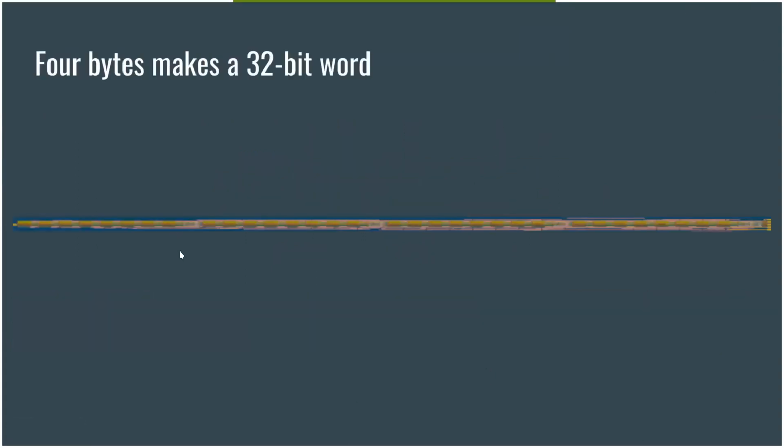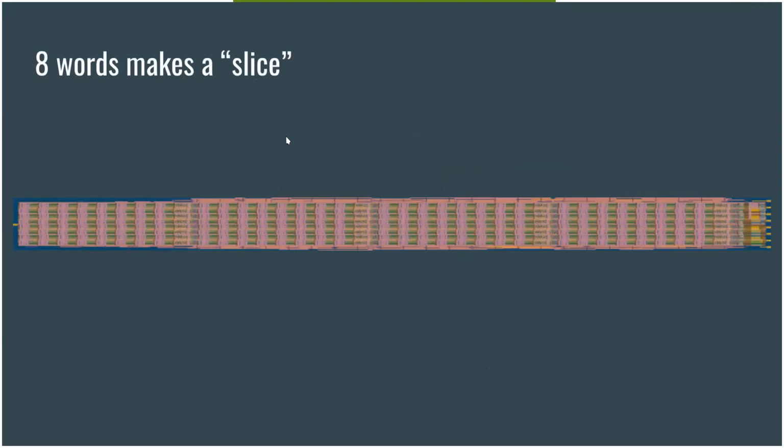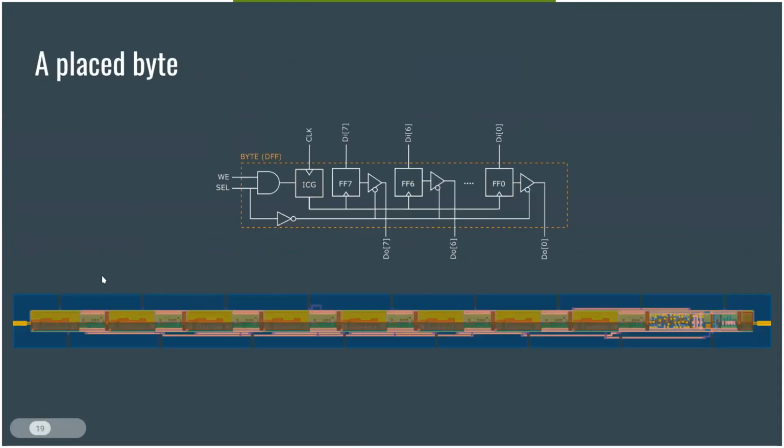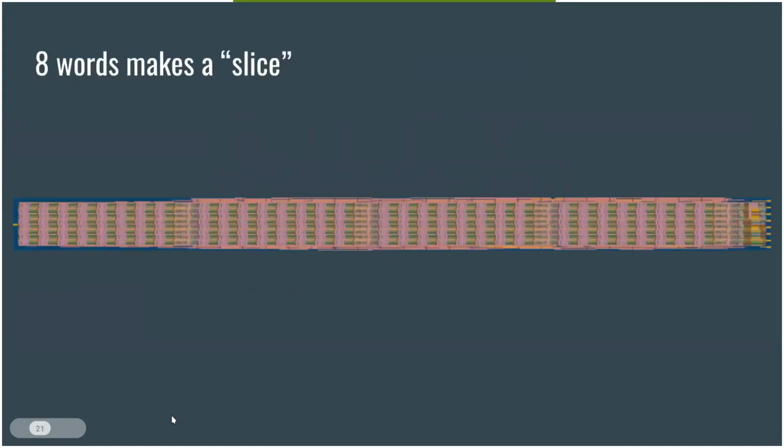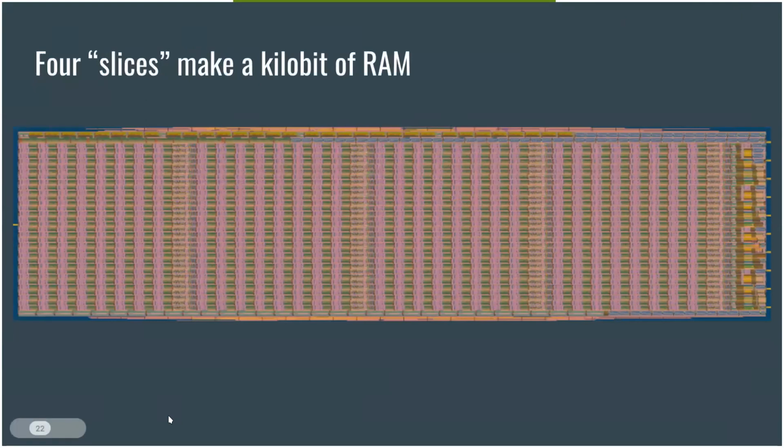So this is 4 bytes put side by side on one row, which creates one 32-bit word. And heck, you can put 8 of those to make a slice. You can see the routing that's going on, but make no mistake, if you take a look at one corner here, that's the very first byte that I showed you. And you can take 4 of these, quote unquote, slices to get a kilobit of RAM.